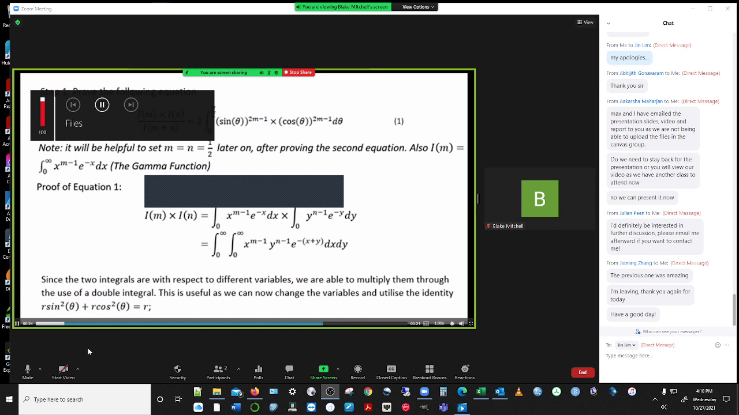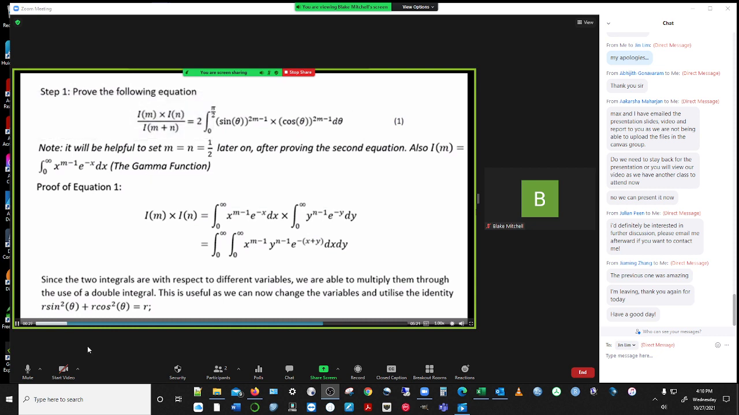We have chosen to solve this using multivariate calculus and polar coordinates with a Jacobian determinant. The first step of this procedure is to solve the following equation 1, involving the gamma function I shown at the top of the slide, which is an extension of the factorial function to complex numbers.